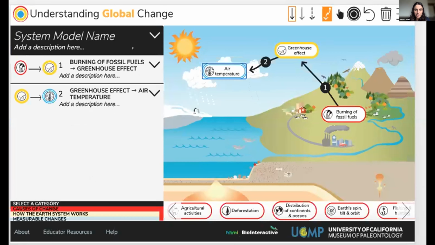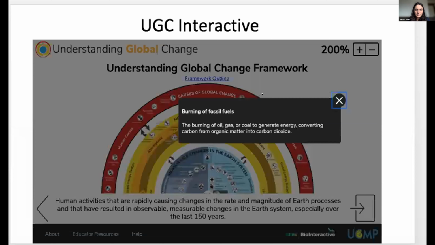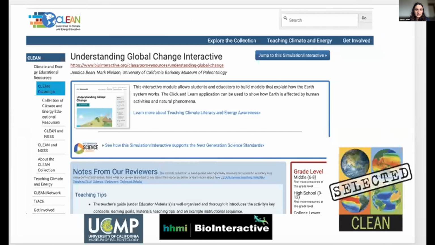You can also annotate your models by dropping down the sidebar and adding a description. What do you mean by a greenhouse effect is related to air temperature? What does that mean? And at what level do you understand it? There's also a really nice clickable version of the infographic that gives you definitions. And I do want to point out that this has been a CLEAN selected resource. So we're really grateful for CLEAN's work and partnership on this project.